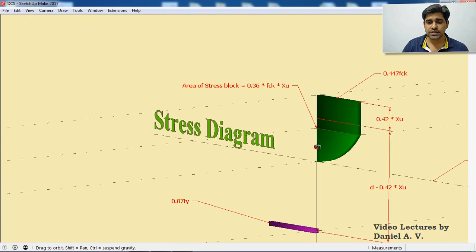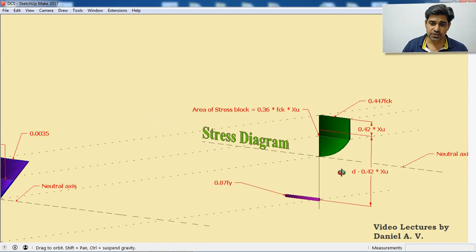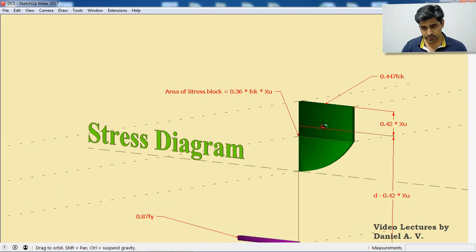Now before jumping to the stress in steel part, I'll be explaining a bit more about this stress block in compression. We are seeing some things written over here. Let's see what those are. The first one is area of stress block. What I'm doing is calculating the area of this green zone. What will be the area? This area of rectangle plus area of this parabolic area. When I do the calculation, I'm going to get the value as 0.36 FCK times XU.